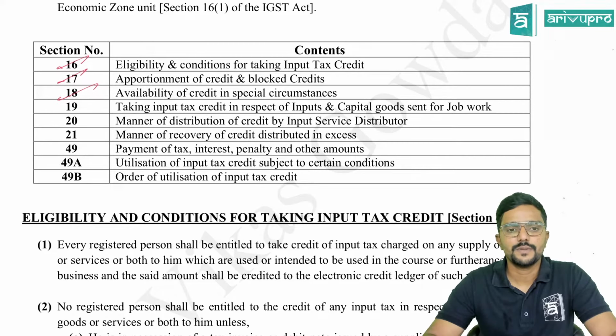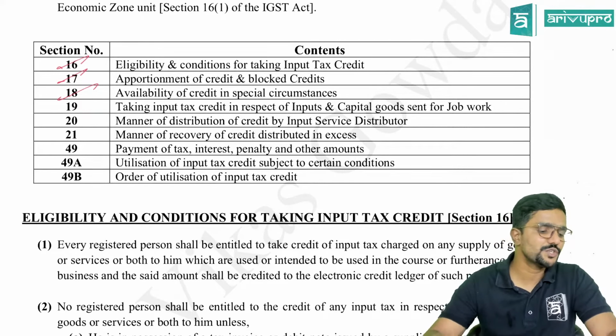In content, taking input tax credit in respect of inputs and capital goods sent for job work. Sent for job work. I repeat, taking input tax credit. Input tax credit, you can use the short form ITC.